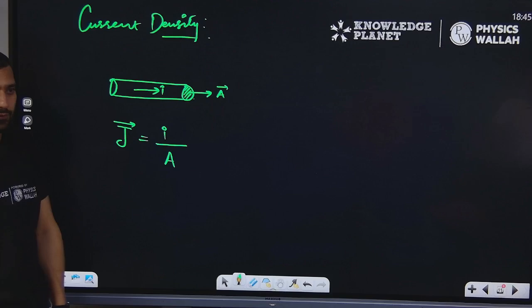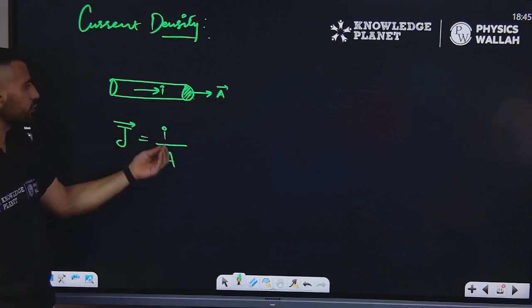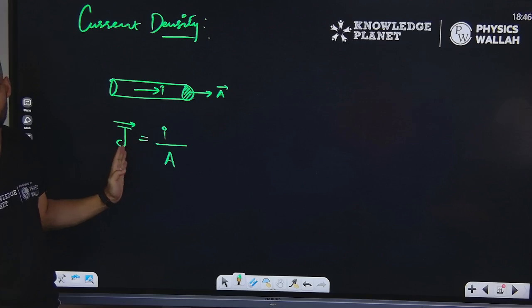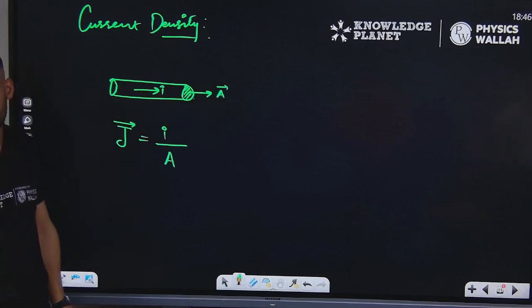Is that fine? The area which has the same direction as that of the current. In this situation, if it is a uniform current, then simple: J is equal to I by A. No problem, because current and area have the same direction, no issue.